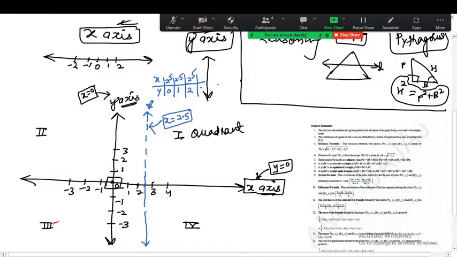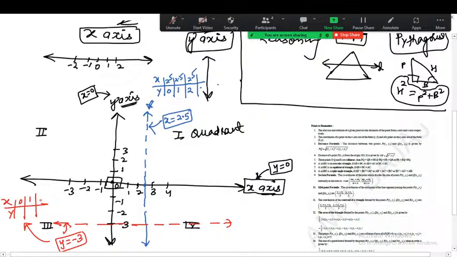If your line is parallel to x-axis like this, then your equation is going to be y is equal to -3 if it passes through -3. Why do you say so? Because in such a condition, whatever x you consider, let's say your x is 0, let's say your x is 1, let's say your x is 2, let's say your x is -1, whatever your x is, y is going to be -3 only. That is why you call it y is equal to -3.